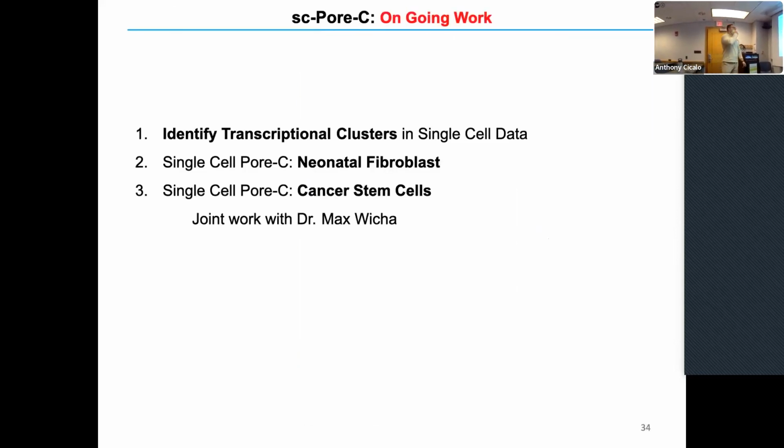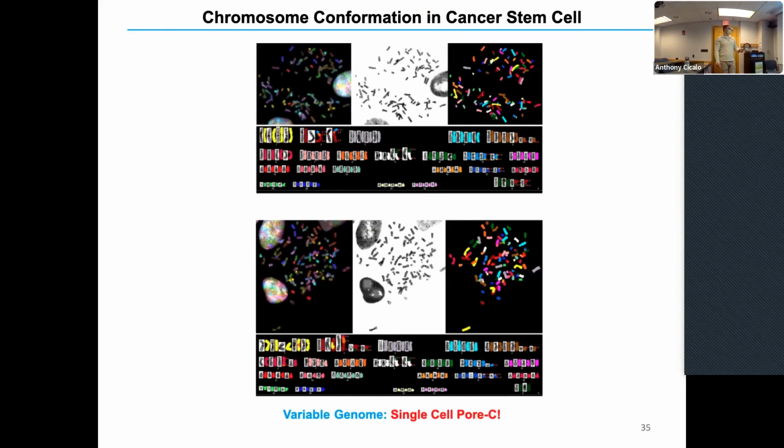My ongoing work is that I will use single cell 4C data to identify transcription clusters, very similar to the way that we did this in population data. Right now I'm sequencing neonatal fibroblasts using single cell 4C, so this will be a very nice comparison to the previous paper, to look at population neonatal fibroblasts and single cell neonatal fibroblasts. And I'm also working with Dr. Wicha, who's the pioneer of cancer stem cells, with the VARI 068 cell line to sequence these as single cell 4C data.